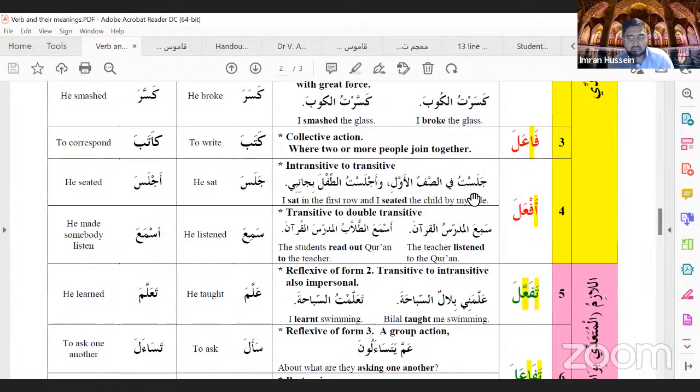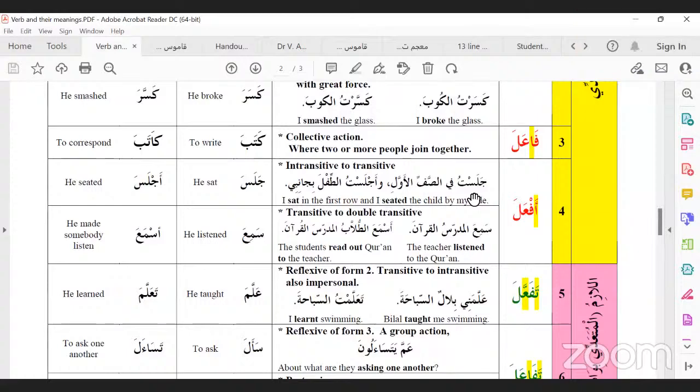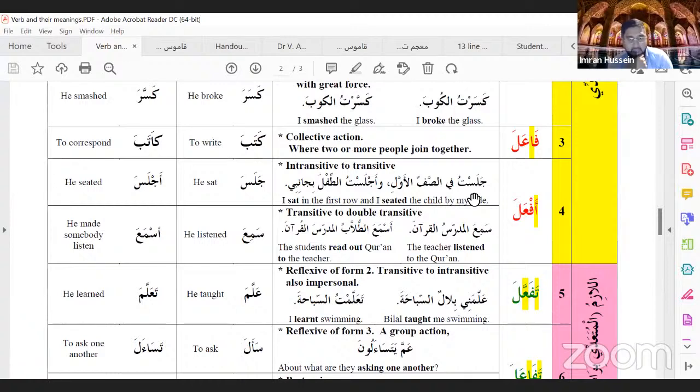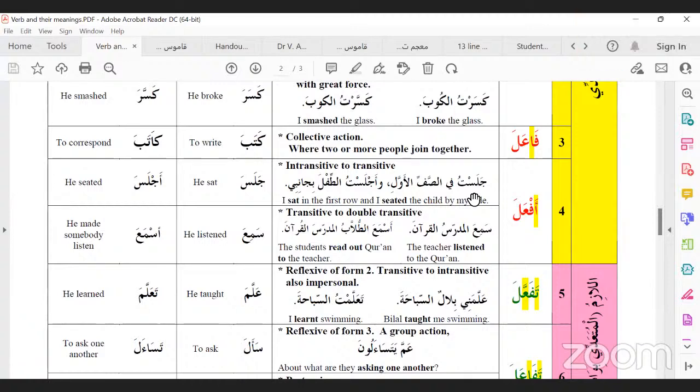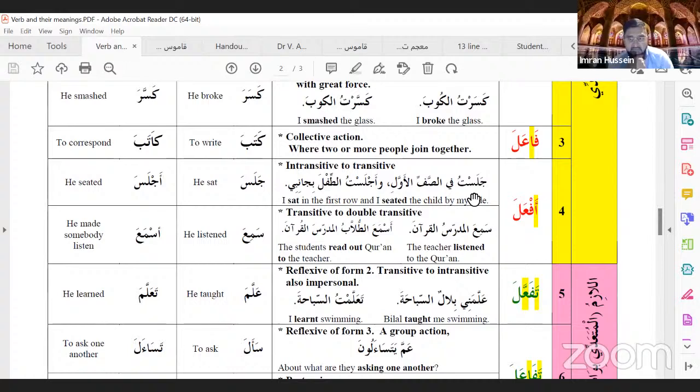Jalastu fi safil awwali. I sat in the first row. Wa ajlastu tifla bijanibi. And I seated the child by my side. So jalastu refers to the person sitting himself, whereas ajlastu is him doing that action on somebody else. Excellent. Brilliant. Is that clear, that example? Yes.